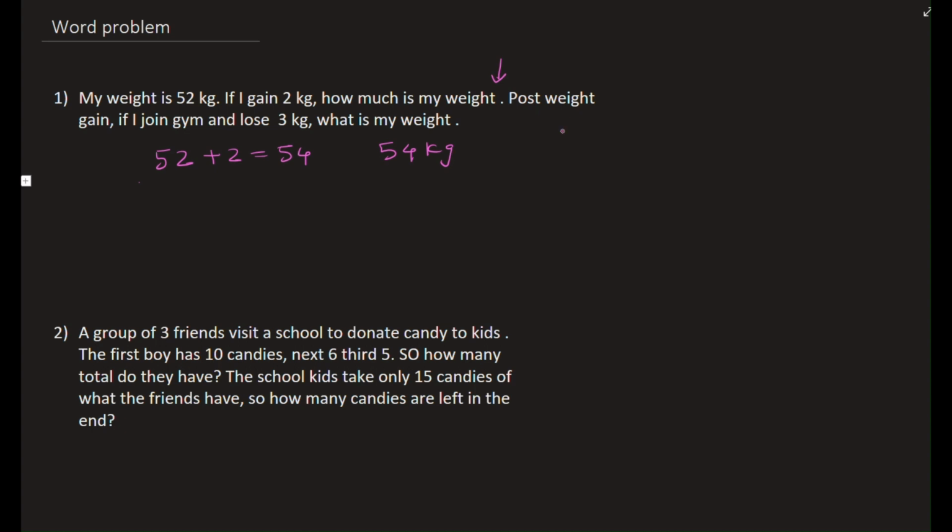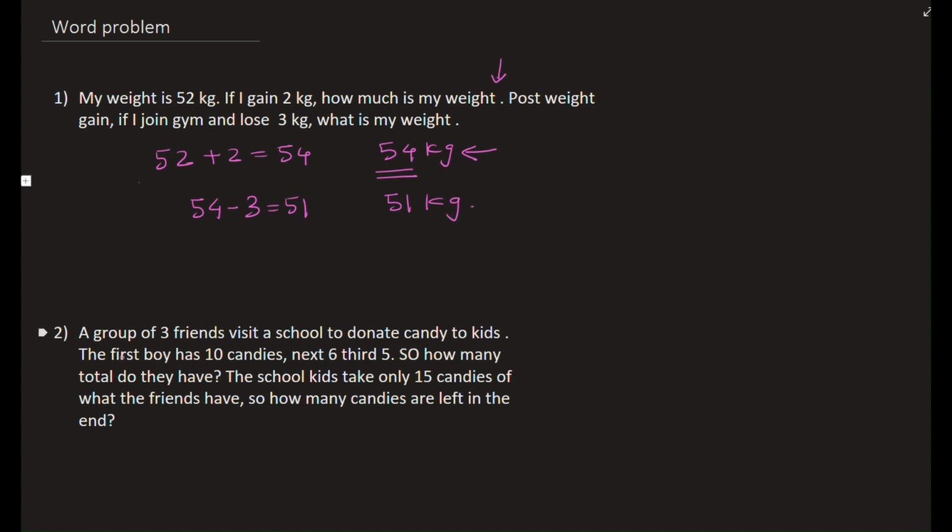Now post weight gain. If I gain means I add, so I add. So now post weight gain, if I join gym and I lose 3 kg, what is my weight then after weight loss? So loss means I have lost weight. So I subtract from this 54. After gain my weight was 54, and then I have joined gym and I lost. So loss will be 3 kg from that weight, which equals 51. So the final weight is 51 kg.